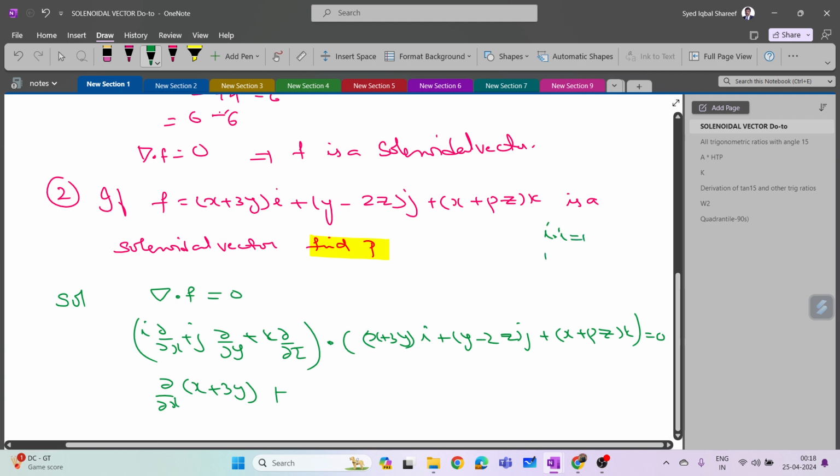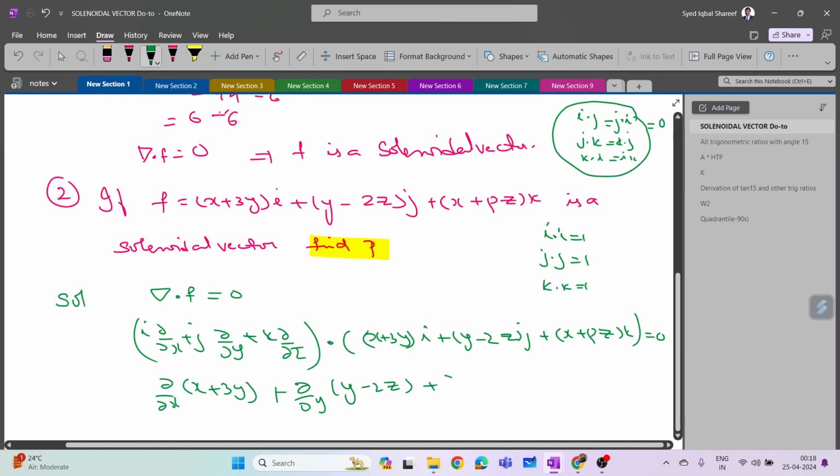j dot j is 1, k dot k is 1. What is i dot j, j dot k, k dot i, j dot i, k dot j, i dot k? All are 0. So dou by dou y of (y minus 2z), dou by dou z of (x plus pz) should be equal to 0.